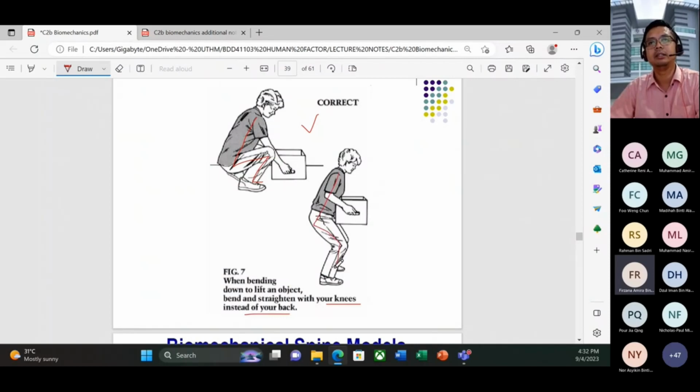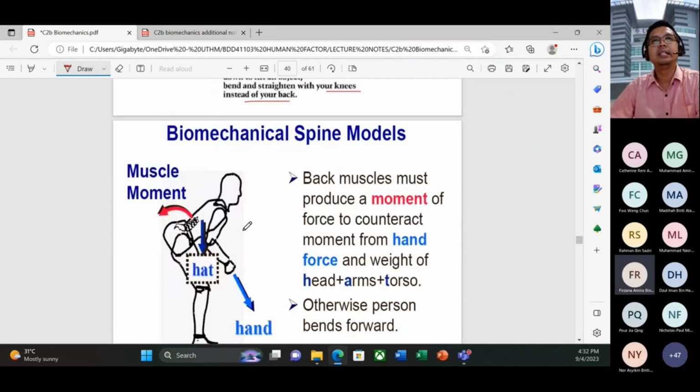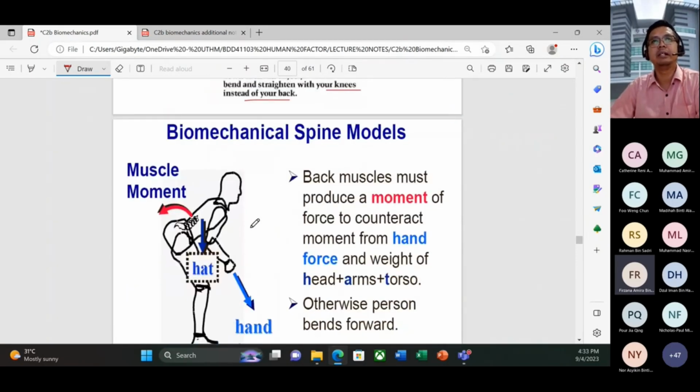Keep in line, do not use a bending posture. The bending posture can cause serious injuries to the lumbar disc, especially at L5 and S1. And this is a biomechanical spine model.